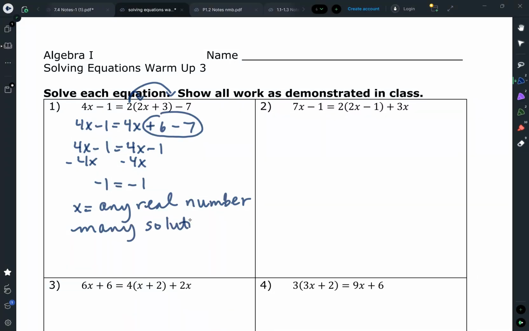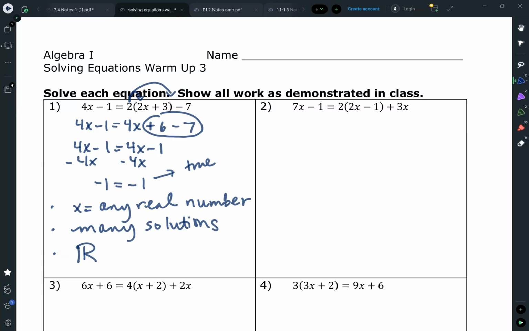One more way that you would see the answer written is as this fancy R to represent the set of real numbers. So you could either write x equals any real number, you could write many solutions, or you could write the fancy R. So whenever we get a true statement like -1 is equal to -1, true statement with no variables, it means this. And you can write any of those three things.